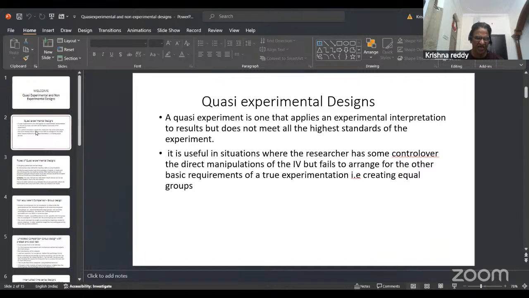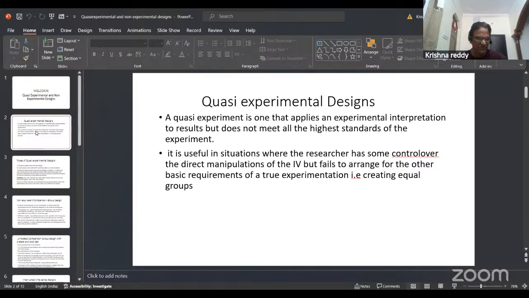They can also exert their influence on the dependent variable, and you do not have any strategy to control all those inner traits or inner feelings or emotional states of the individuals. Therefore, most experiments are quasi-experimental designs. So a quasi-experiment is one that applies an experimental interpretation to results but does not meet all the highest standards of the experiment.